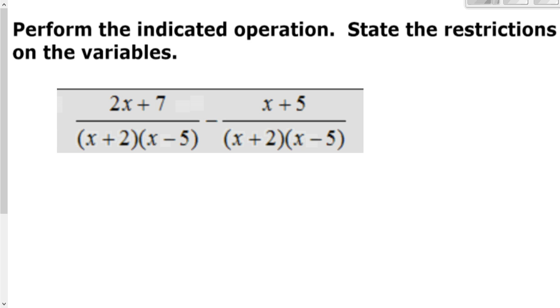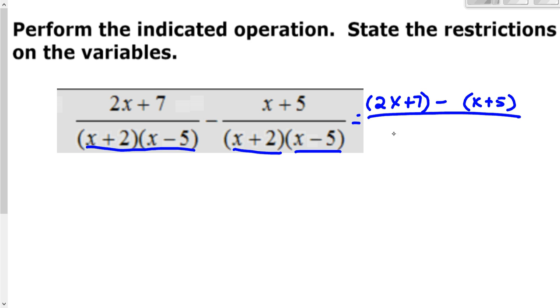All right. Perform the indicated operations, state the restrictions on the variables. So, the denominator's factored for us already. We look, x plus 2 and x minus 5, x plus 2 and x minus 5. So we can begin subtracting. Rewrite the numerator together using parentheses: 2x plus 7 minus (x plus 5) over x plus 2, x minus 5.